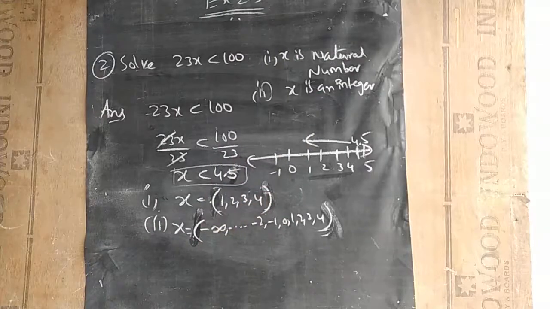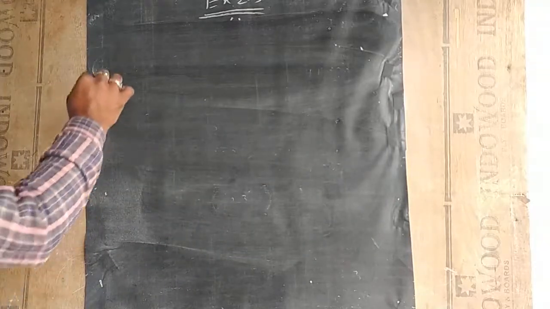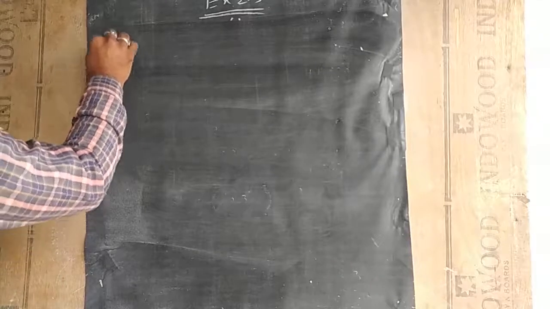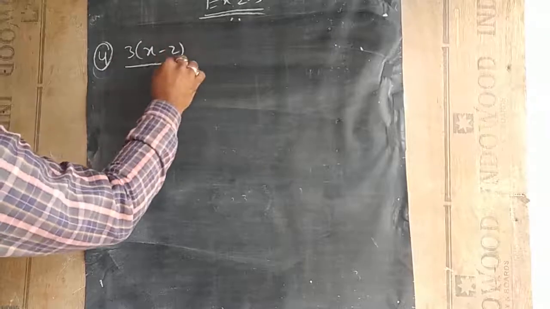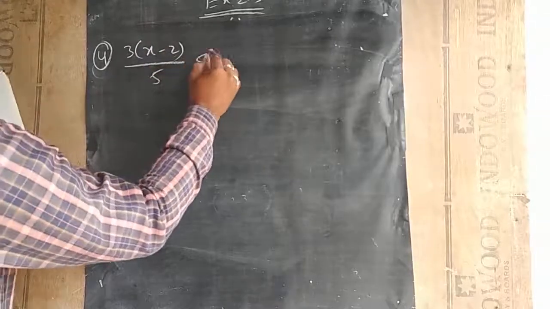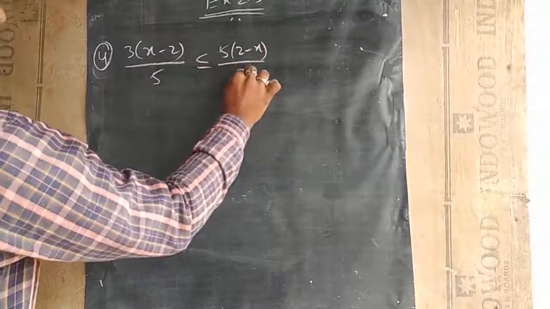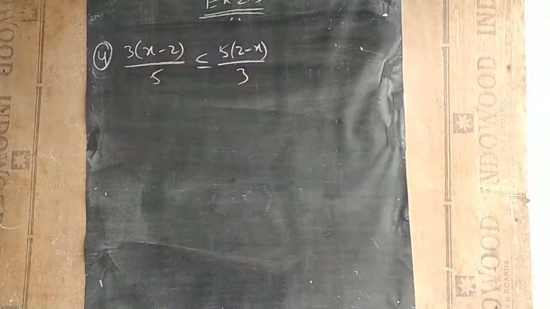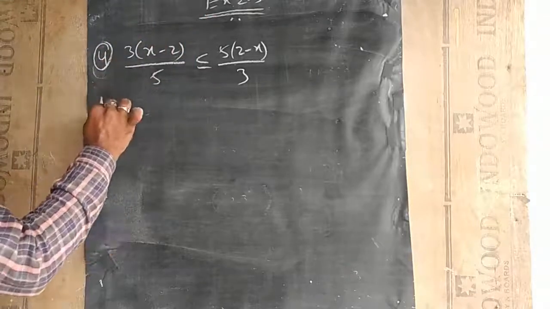Let us take next question, students. So question number 4. 3 into x minus 2 by 5 is less than or equal to 5 into 2 minus x by 3. So find the x value. By solving this inequation, we need to find the x value.